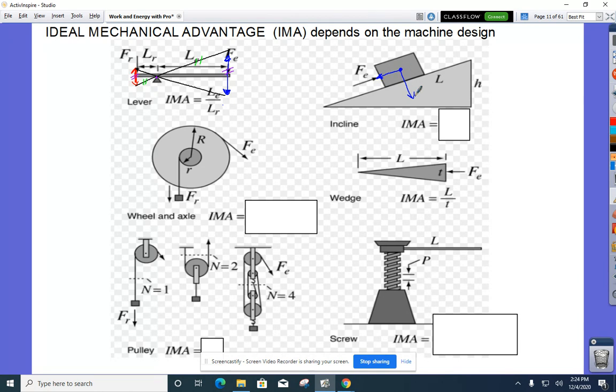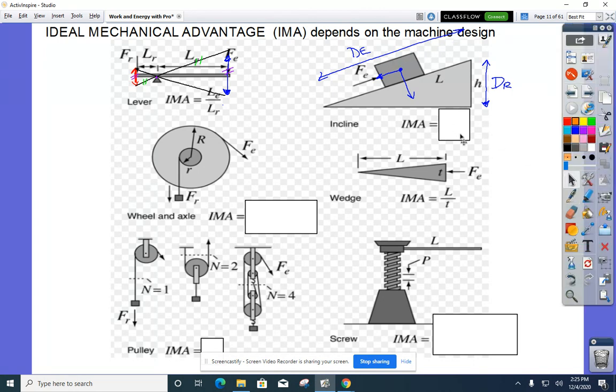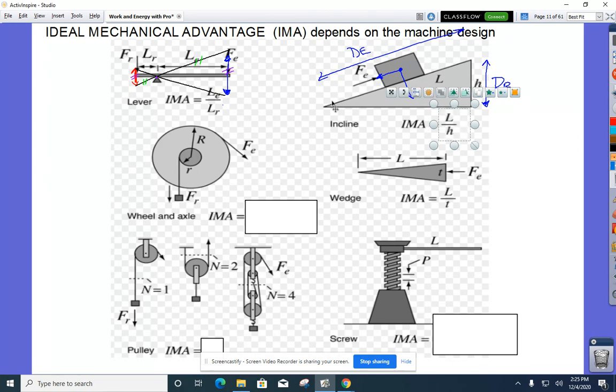But at the same token, we can also look at this as a ratio of distances, right? We can look at it as an ideal mechanical advantage. This right here would be the effort distance, and this right here would be the resistance distance. It's like I'm going to be able to lift that thing up so far, but I'm going to do that by exerting a much smaller force over a much bigger distance. So the IMA is just a ratio of the length of the incline to the height of that incline. Okay, so that's the ideal mechanical advantage. And again, you might have had a hard time looking at the weight force being resolved into its components.